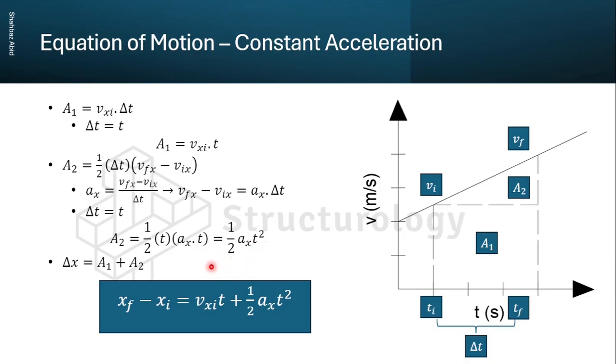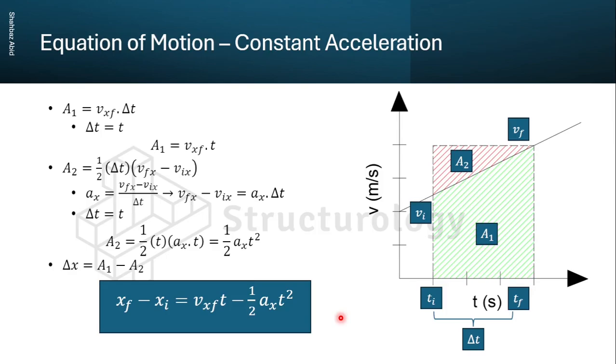Now we know again that the displacement is equal to the area under the velocity versus time graph. So we just need to add area 1 with area 2. We will get the second equation of motion, which is final position minus initial position, which is delta x, equal to area 1, which is initial velocity times t, plus half times ax times t squared, which is area 2. So this is the second equation of motion for constant acceleration.